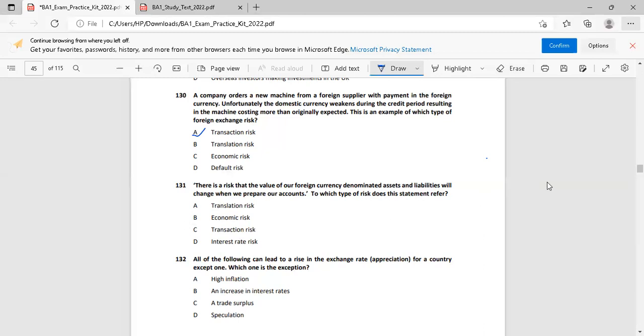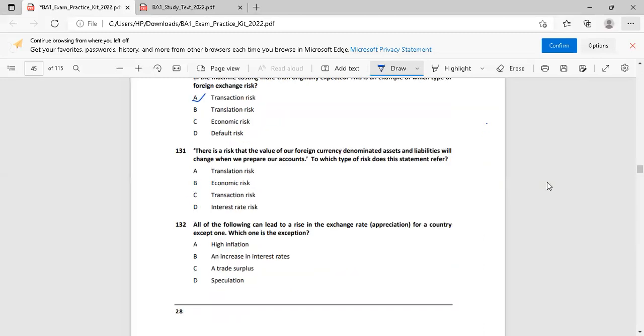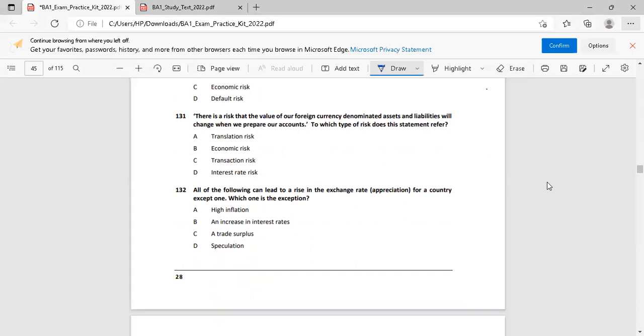It says that there is a risk that the value of our foreign currency denominated assets and liabilities will change when we prepare our accounts. To which? Translation risk.